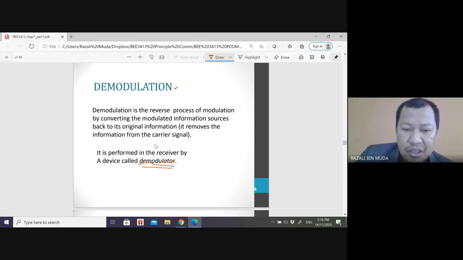A demodulator is used to demodulate the signal. So what is the process? The reverse process of modulation, or we call it removing the information from the carrier signal. As the process of modulation is combining the information and carrier, demodulation is the process of removing the baseband information from the carrier.